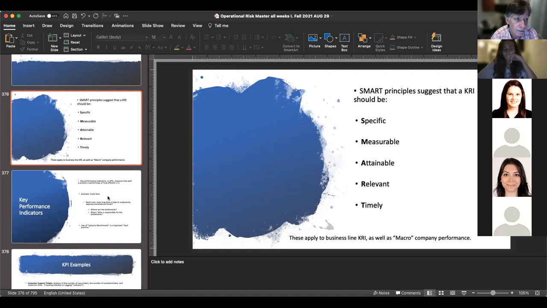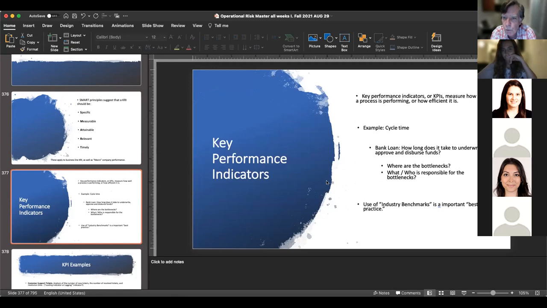Key performance indicators. We talked about this one, cycle time. How long does it take to underwrite and approve and disperse funds? That's basically how long an application is in the pipeline and how it ages. The higher it's aging, the worse it is, because you'll have customers fall out of the pipeline. The risk is you have customers fall out of the pipeline and go to some other bank, Bank of America, to get their loan because of poor cycle time.